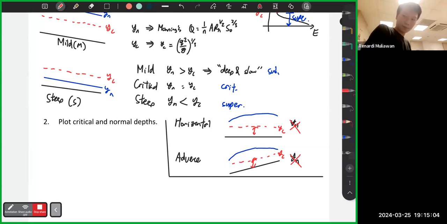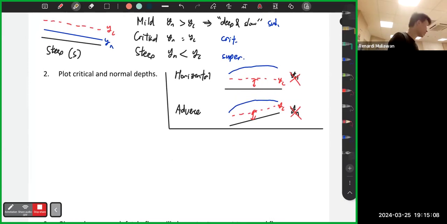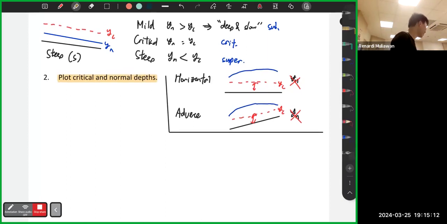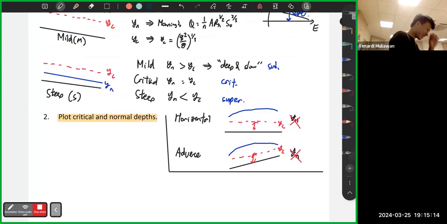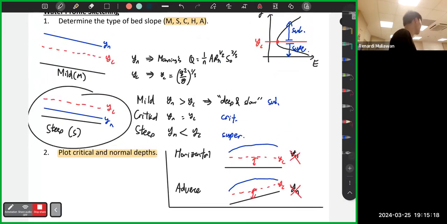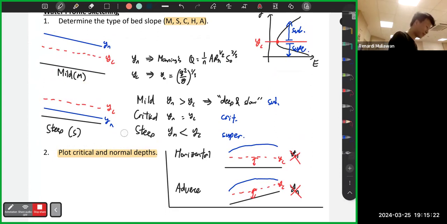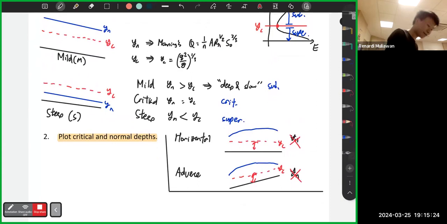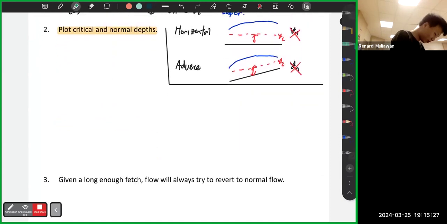For the second part, it's actually a continuation from the first part. Plot the critical and normal depths. Now you know how, right? So for mild slope, you plot it like this. For steep slope, you plot it like this. So far it's just very basic stuff. Now let's go to the next one.